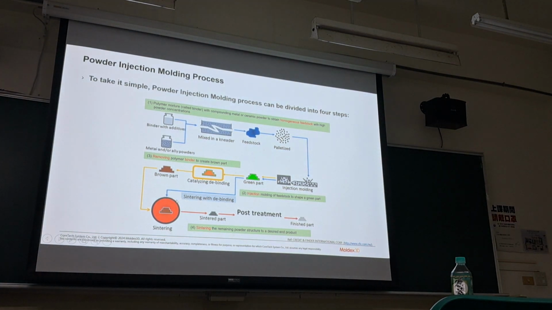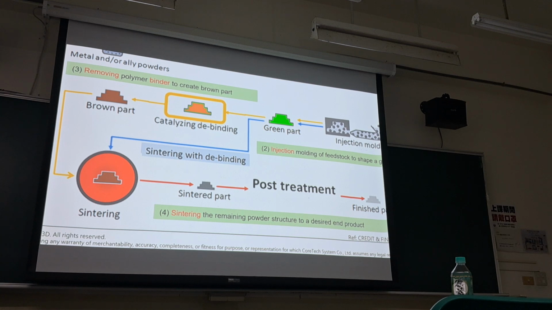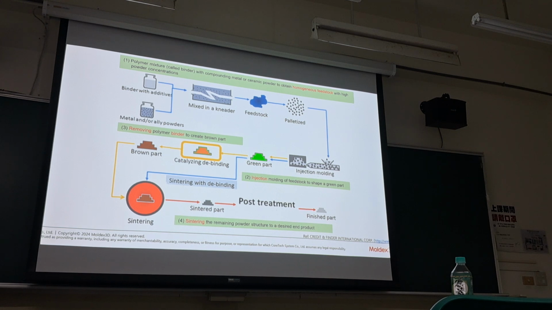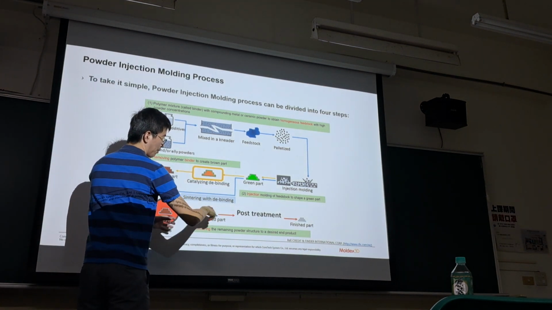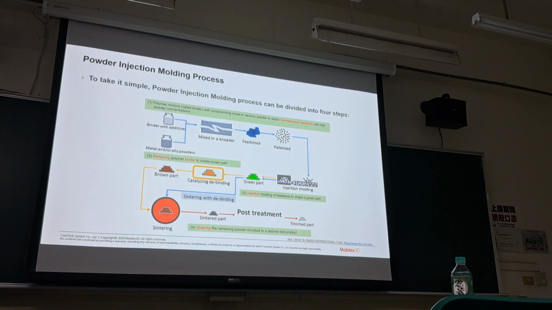And then we can apply extremely high heat to sinter the part. Okay, so after that we have a sintered part. And if necessary, you can apply some post-treatment to modify it. Okay, so any question? So this is the powder injection molding process.